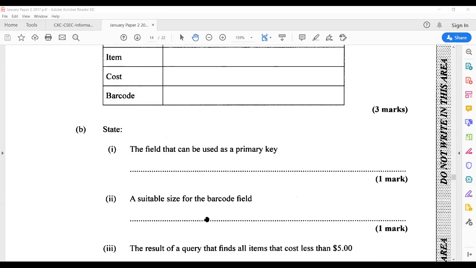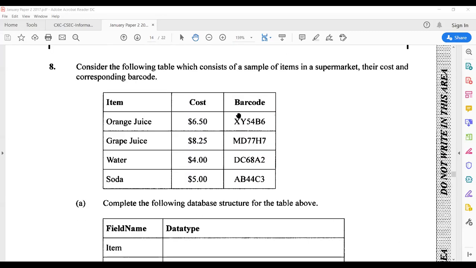Okay, what about part two? A suitable size for the barcode field. What is a suitable size for the barcode field?